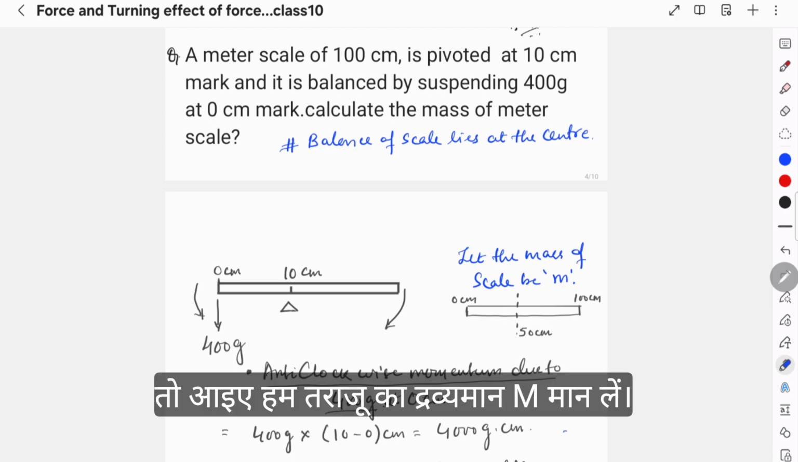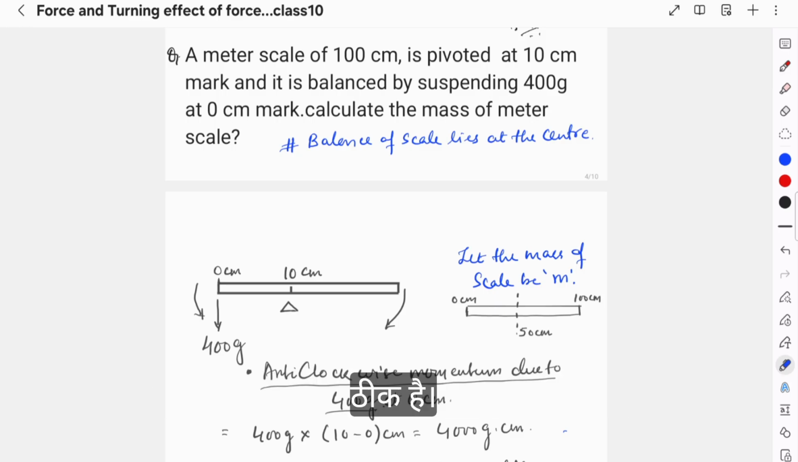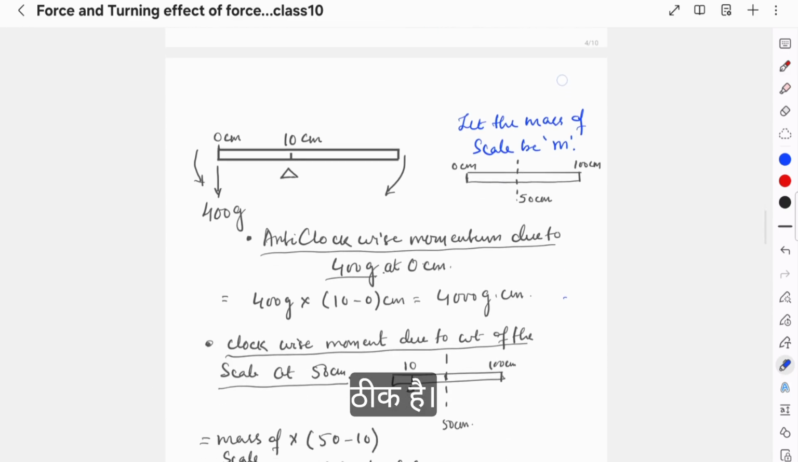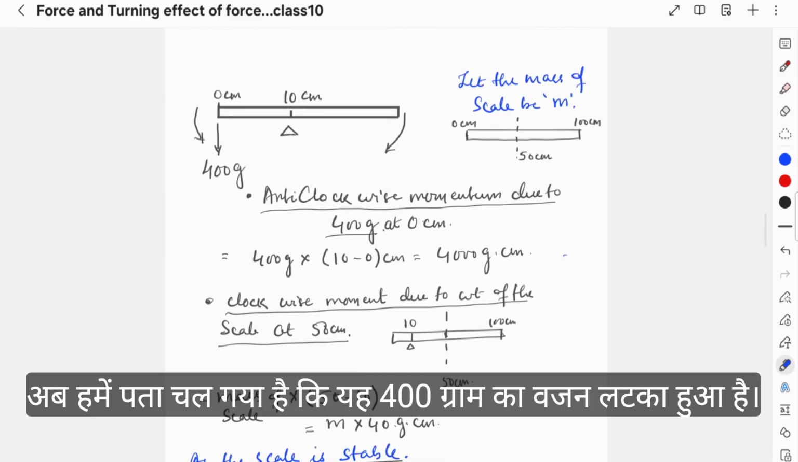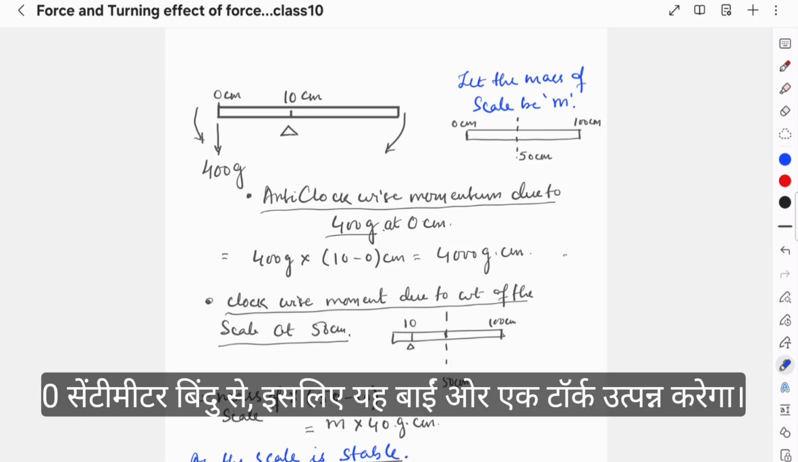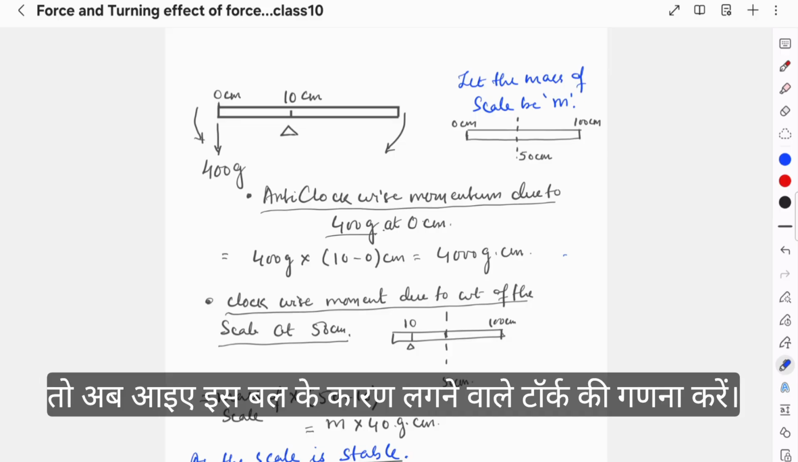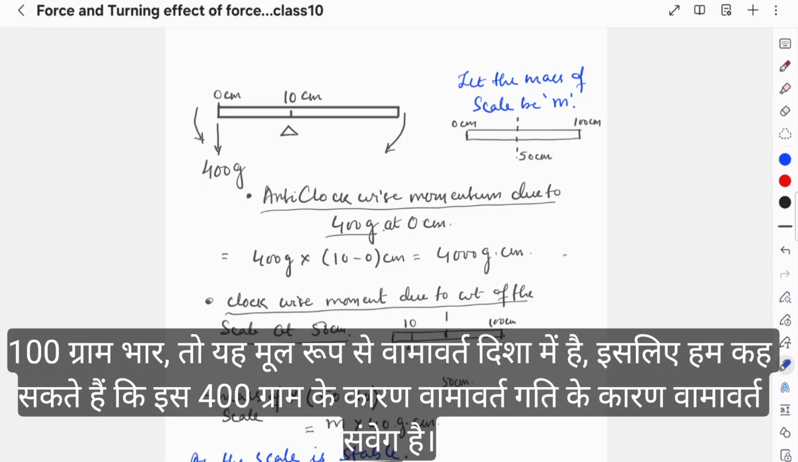So let us assume the mass of the scale to be m. Now we know this 400 gram weight is hanging from the 0 centimeter point. So this will create a torque here on the left hand side. So now let's calculate the torque which is acting due to this 400 gram weight.